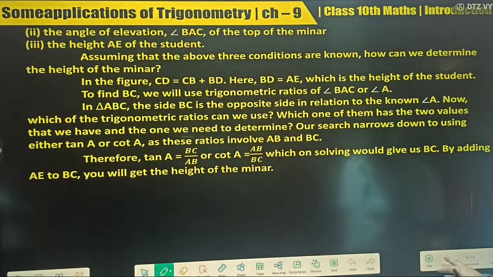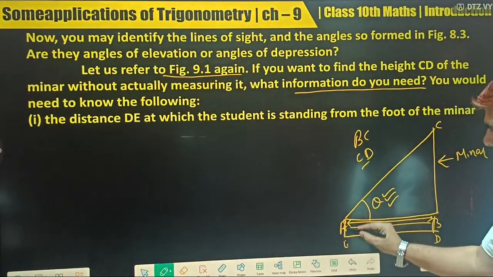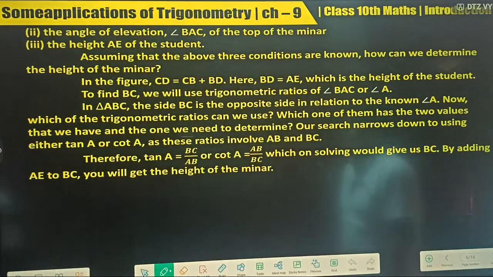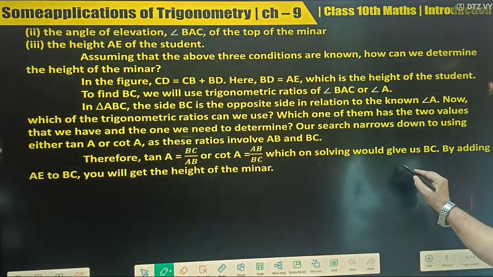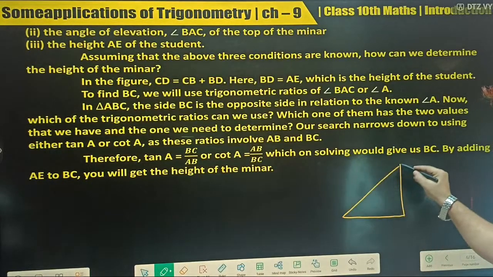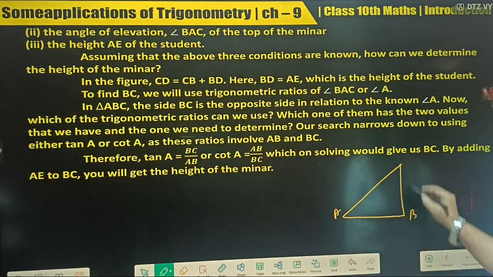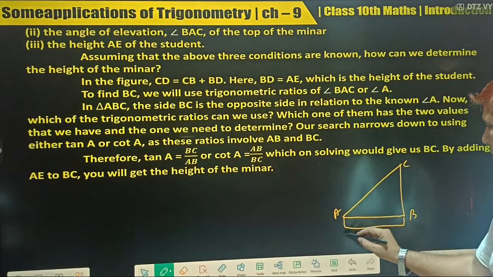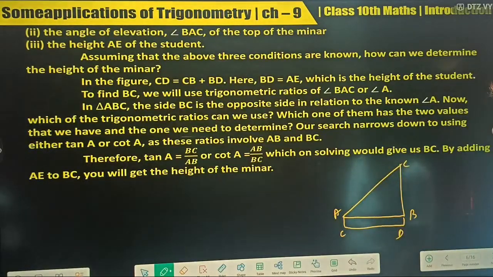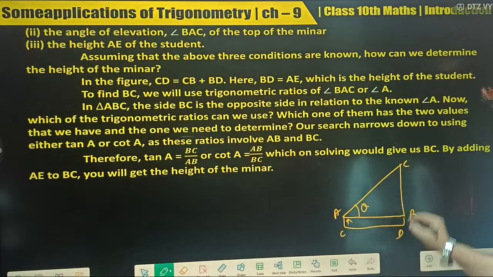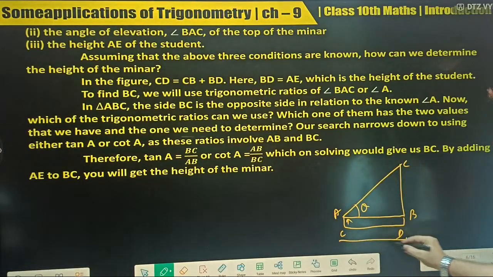And whose height? Height of the student. What's the height of this student? This also we need. Understood? Assuming that the above three conditions are known, how can you determine it? The picture is like this. Again I am forming it here: A, B, C, and this is CD. This is the height of that person. This is the angle of elevation, and this is the distance.